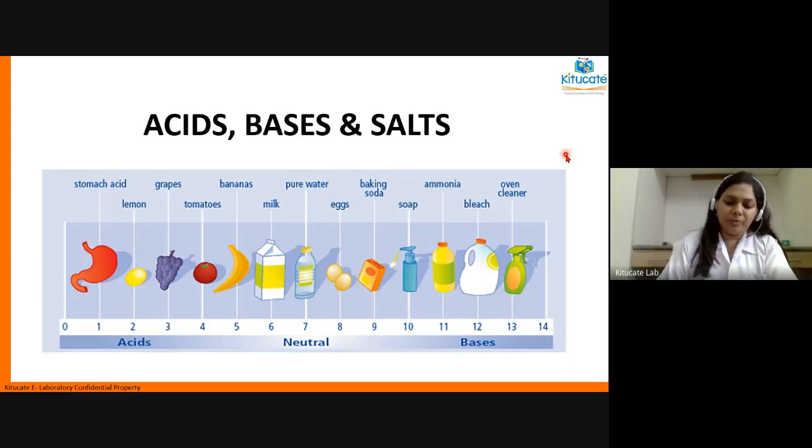Right. Now, before we get into understanding what is acid and what is base, let's quickly find out which of the items that we use or encounter on a day-to-day basis are acids and which of them are bases. Then we will study the properties.